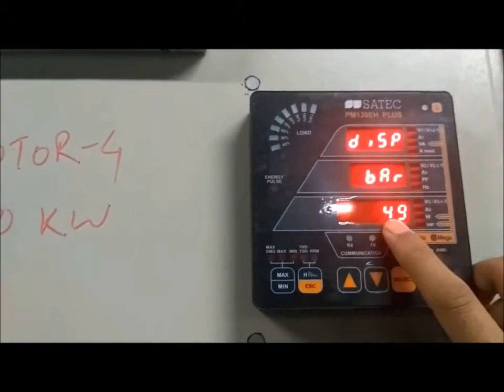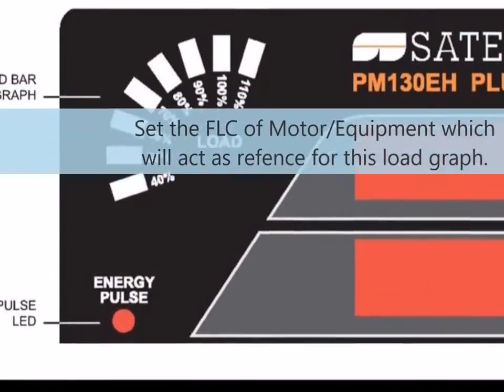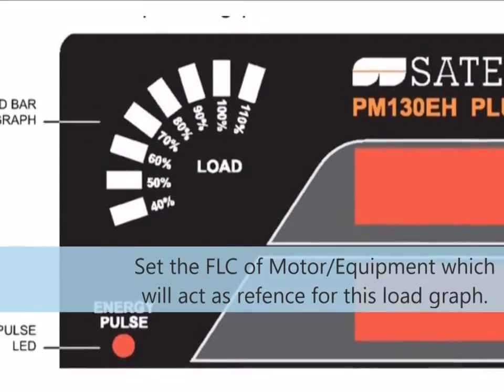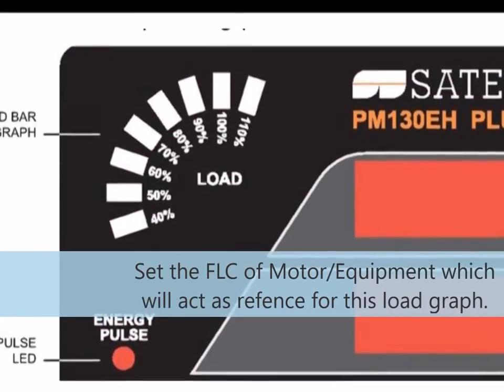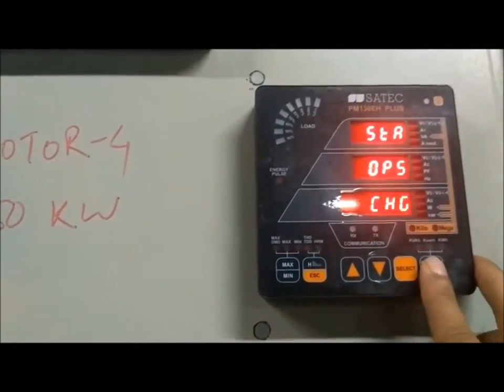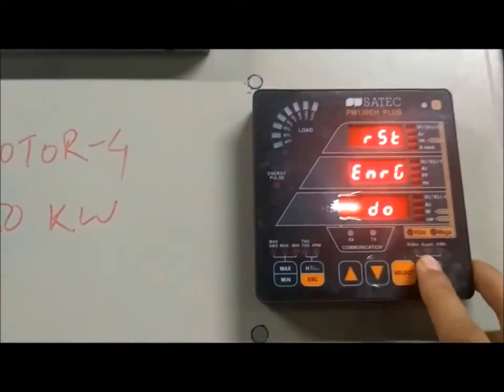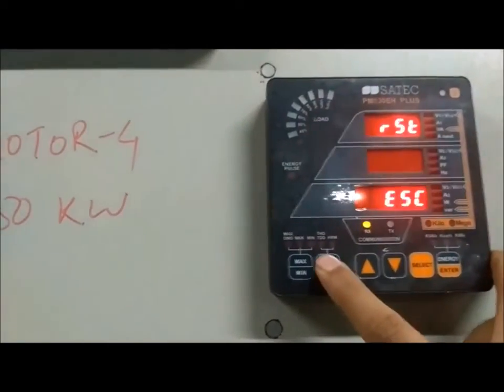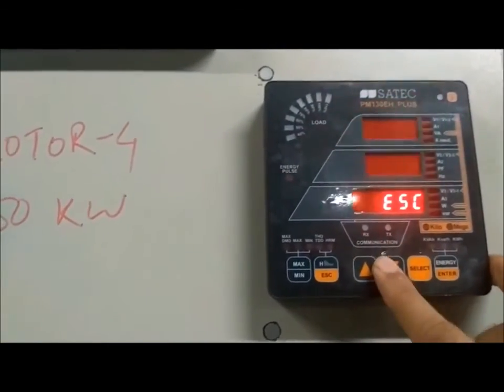See here, this is the 49 amps that is set, which is the reference. 49 is our full load current. If you want to set the bar graph, you have to set the full load current of your equipment. Press the select button twice and you will enter into the menu setting where you can actually change the settings.